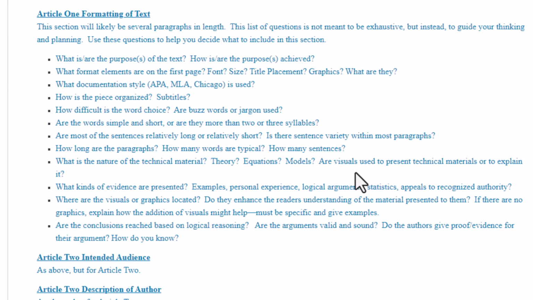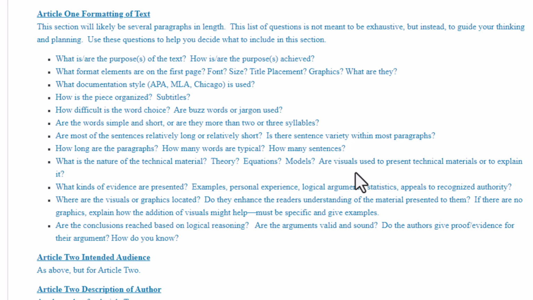The next section, and the most important, is the formatting of the text. This is where you may spend several paragraphs talking about what they're doing to display the work on the page. Is this a serif font, a sans serif font? How do they use graphics? If they use graphics, do they present it single space, double space, wide margins, small margins? How is it presented in the journal?